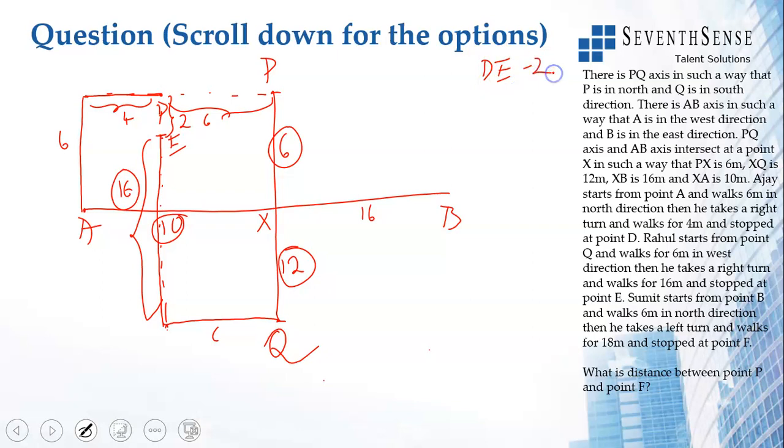Just writing it here. Sumit starts from point B and walks 6 meters in the northern direction. So he'll be exactly in the line of P and takes a left turn and walks for 18. If he walked for 16, he would come to P. He will walk for 2 more, meaning he will come till here and stops at point F. So PF is 2. Okay, why is it 2? If he had walked for 16, he would have come exactly at P, but he's walked 18, meaning he's walked 2 more. So distance between F and P will be 2 meters.